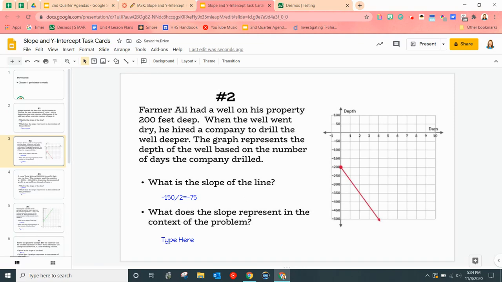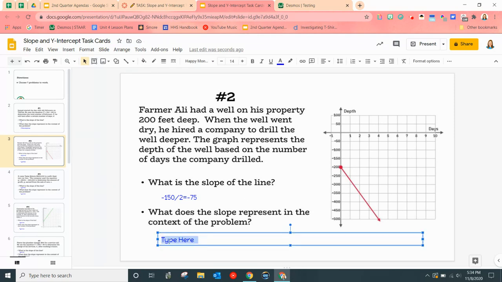So what does it represent? Remember, this is rate of change. It's how much deeper the well is getting each day. Every day they must be digging 75 feet down. That's what the negative really stands for, going down. So every day the well's getting 75 feet deeper.